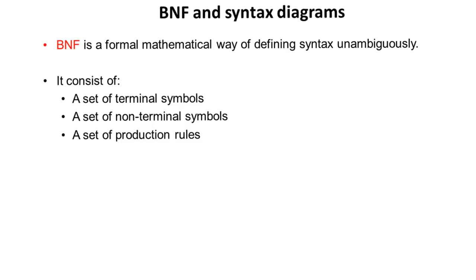This is where we defer to BNF, which is known as Backus-Naur Form, named after the two people that invented it. It's a formal mathematical way of defining syntax unambiguously. It consists of a set of terminal symbols, a set of non-terminal symbols, and a set of production rules.